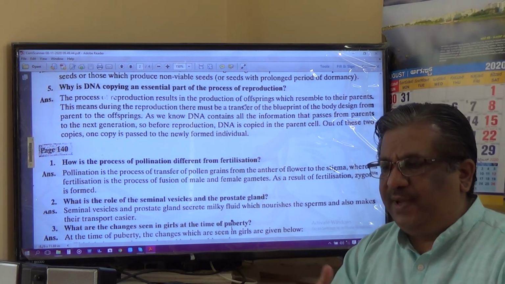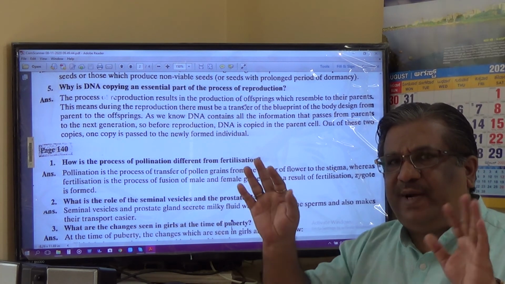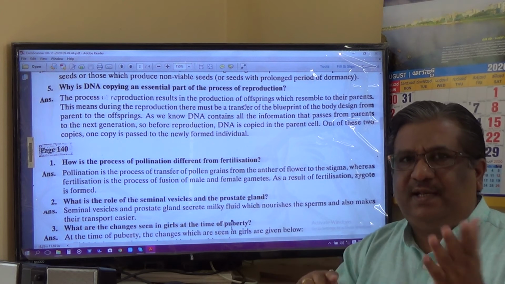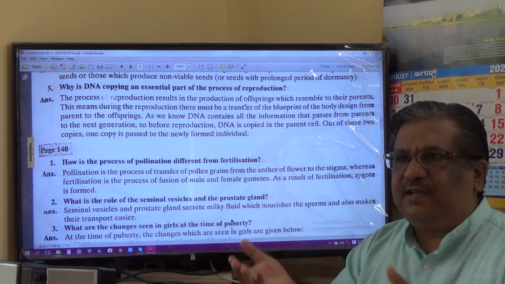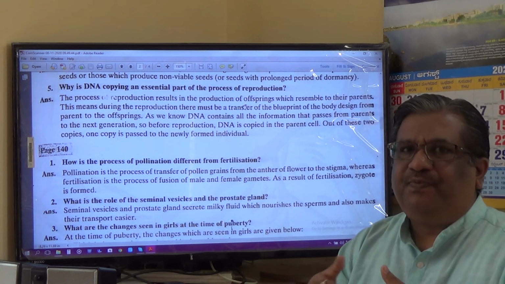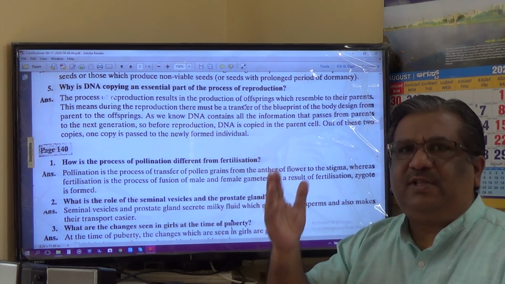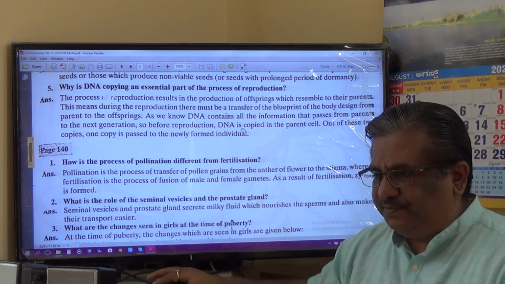And hence DNA copying is an essential part of reproduction in order to maintain a similar body design, is what you can say. And variations will be there. Those variations would be able to help the organism to withstand harsh environmental conditions and to continue with the species. Next.